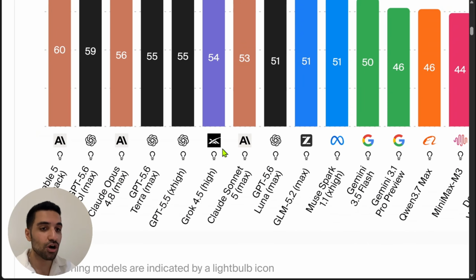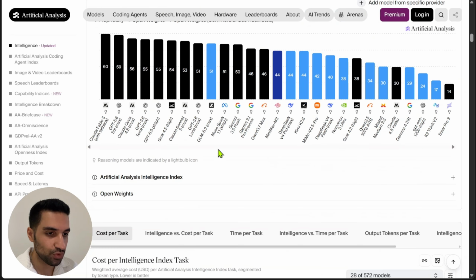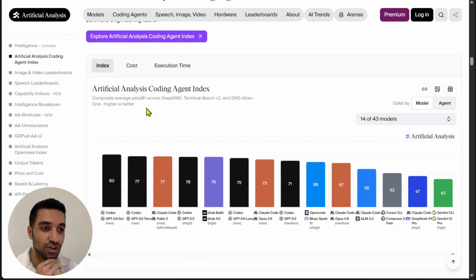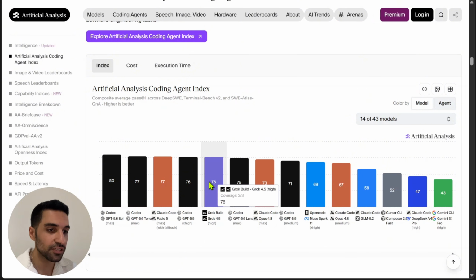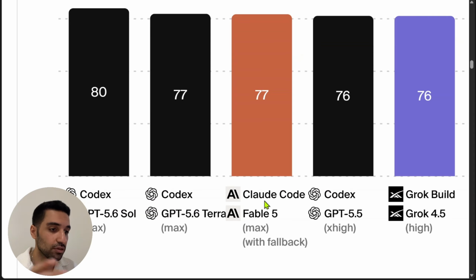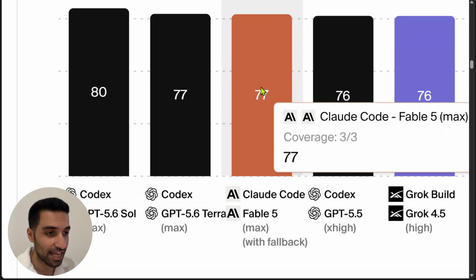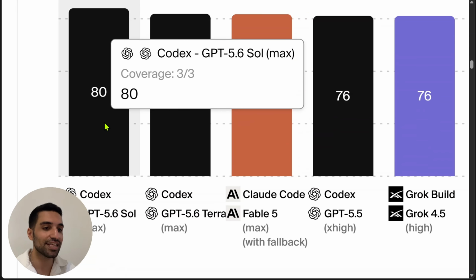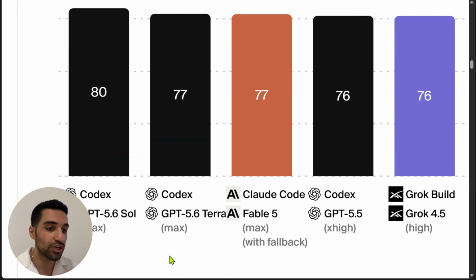The benchmarks are very close to each other, and the funny fact is that now we have Grok 4.5, which is surprisingly good at coding and agentic work. As we scroll down a little bit, I want to show you this one: the Artificial Analysis Coding Agent Index. On this benchmark we have Codex GPT 5.6 Sol in first place, far ahead of Fable 5. Fable 5 stands at a score of 77, and GPT 5.6 at 80. This means 5.6 Sol is very good at agentic automations and agentic workflows.